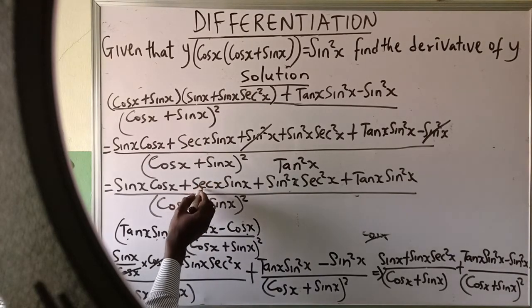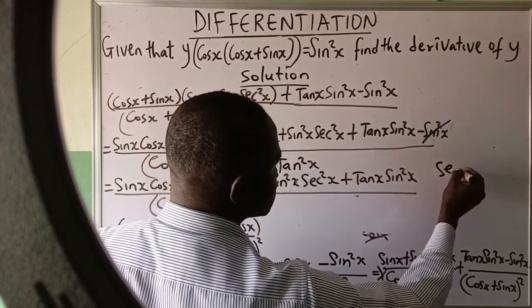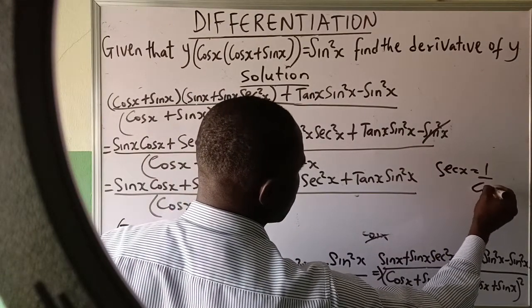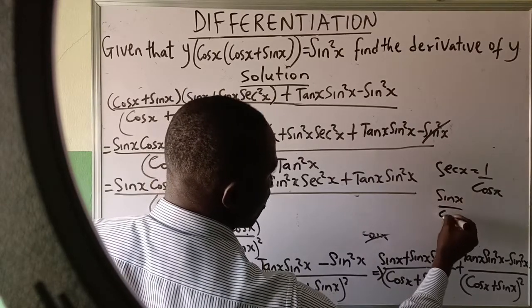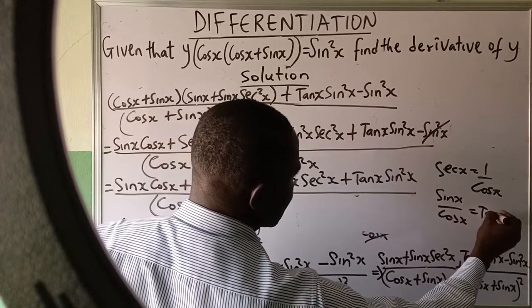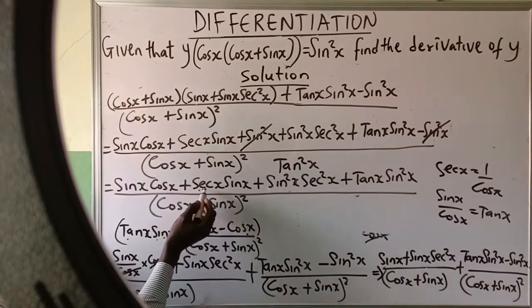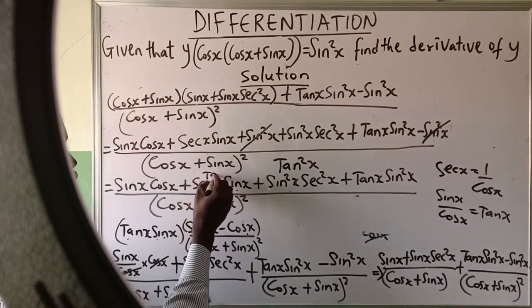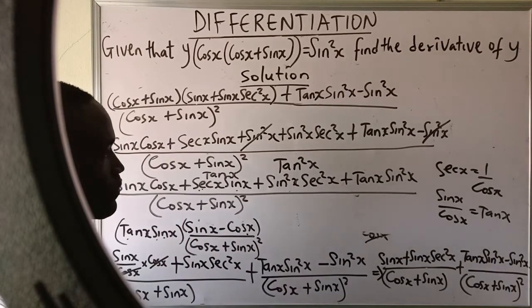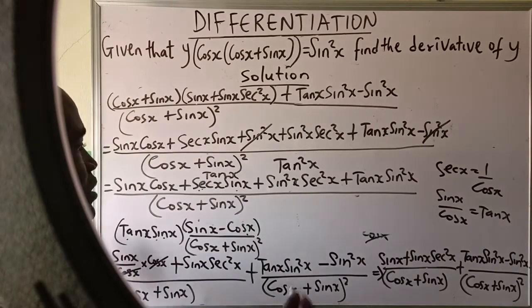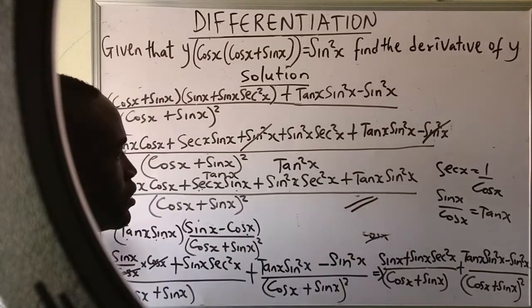Yes, this is 1 over cos. When we said sec x means 1 over cos x, and sin x over cos x is equal to tan x, it means that this is also equal to tan x, if the option is in terms of tan. But if it is in terms of sin, cos, and all, we can leave it this way. Okay, so that is our answer to the question above.